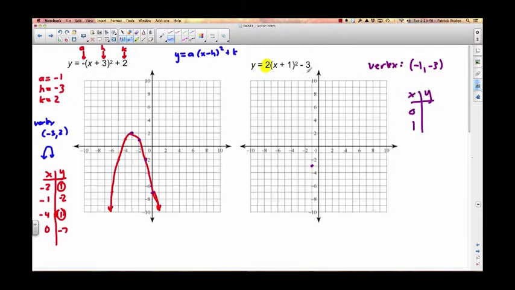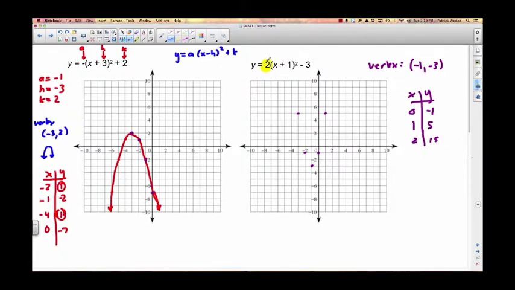Alright, throw 0 in here. 0 plus 1 is 1, 1 squared is still 1, 2 times 1 is 2, take away 3 is negative 1. So 0, negative 1 is 1 point. And because of symmetry, this is also a point. Put 1 in there. 1 plus 1 is 2, 2 squared is 4, 2 times 4 is 8, and 8 minus 3 is 5. So 1, 5 is a point. And because of symmetry, this is a point. You can try putting another point, but I don't think it'll fit. 2 plus 1 is 3, 3 squared is 9, 2 times 9 is 18, take away 3 is 15. Didn't fit. So we're done. This is all the points we can see.